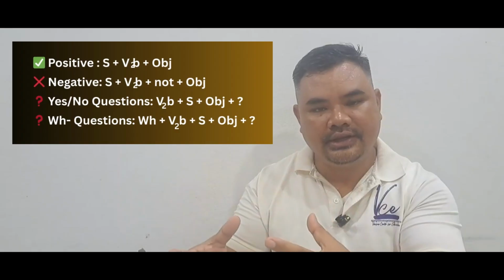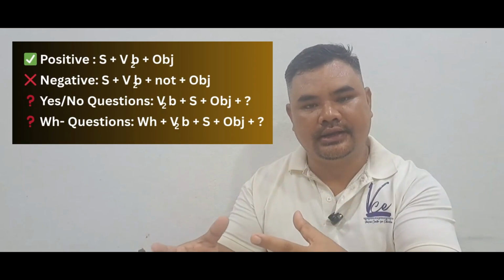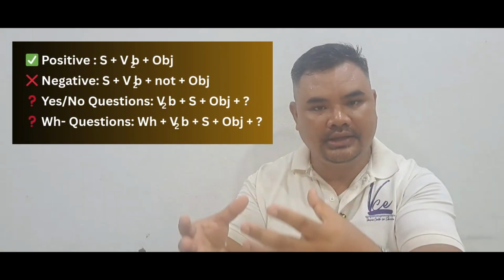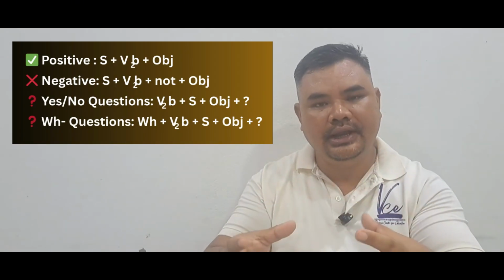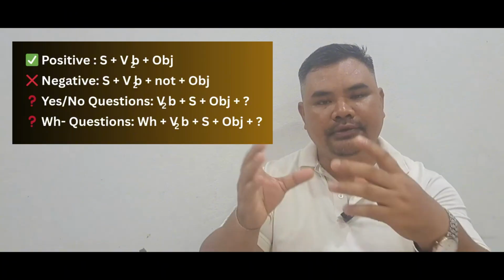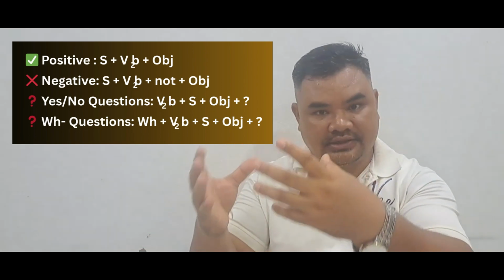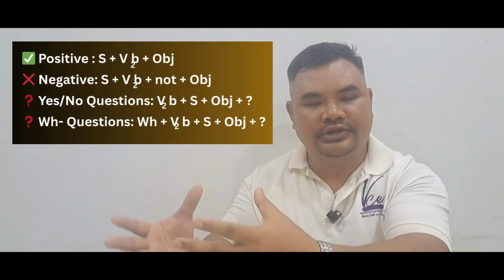Tip number 2. Sentence structure. Positive sentence: subject plus verb to be plus object. Negative sentence: subject plus verb to be plus not plus object. Yes/no question: verb to be plus subject plus object plus question mark. WH question: WH word plus verb to be plus subject plus object plus question mark.